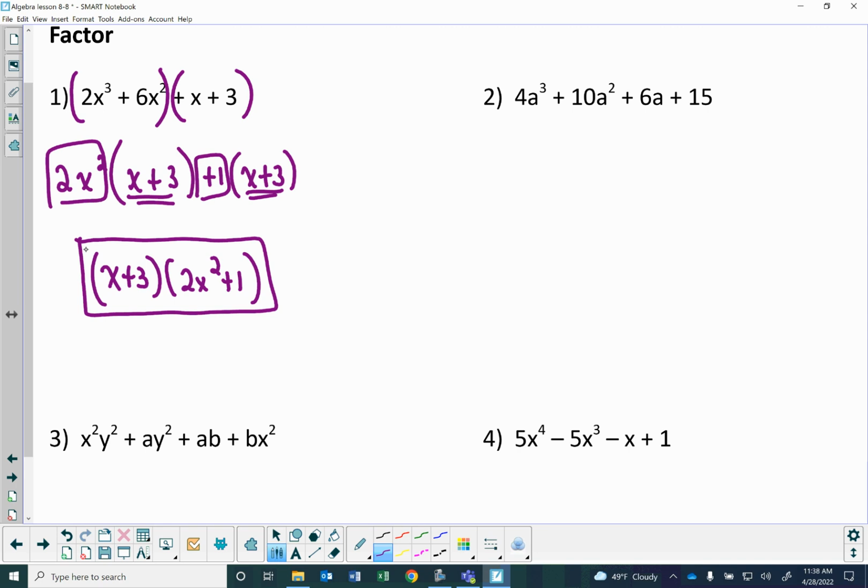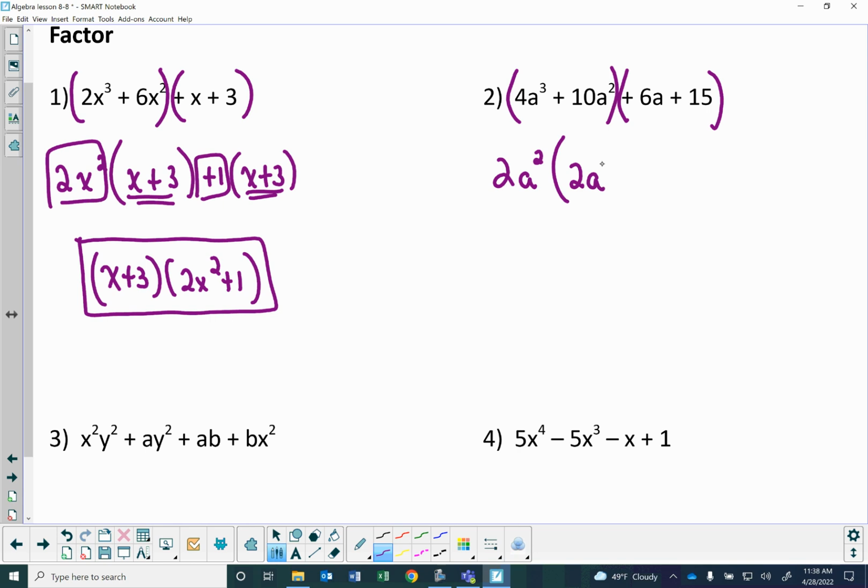Problem number 2, 4a to the third plus 10a squared plus 6a plus 15. Again, I'm going to factor by grouping my first 2 terms and my last 2 terms. If I look at 4a to the third plus 10a to the second, I could factor out a 2 as a number, and the greatest number of a's I can take out is a squared. So 4a to the third divided by 2a squared. 4 divided by 2 is 2. A to the third divided by a squared is a.